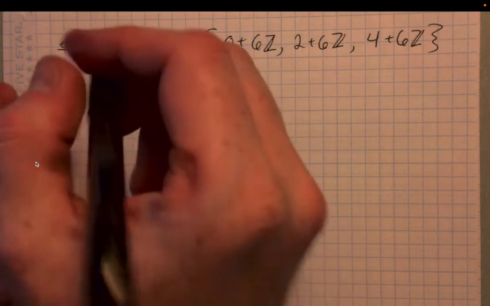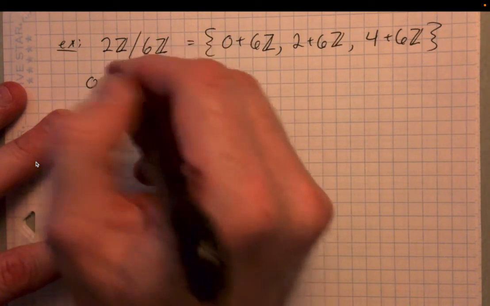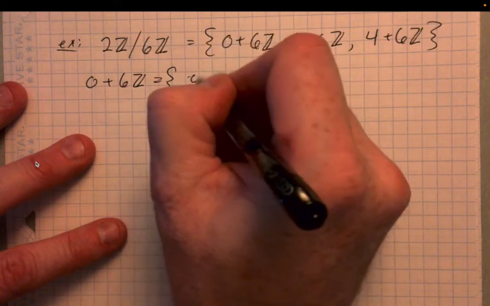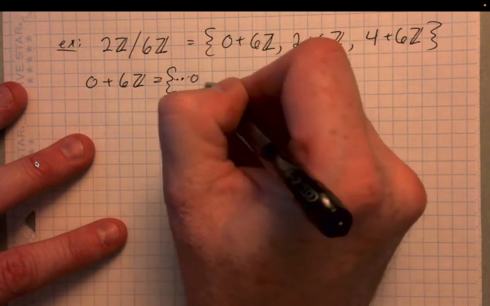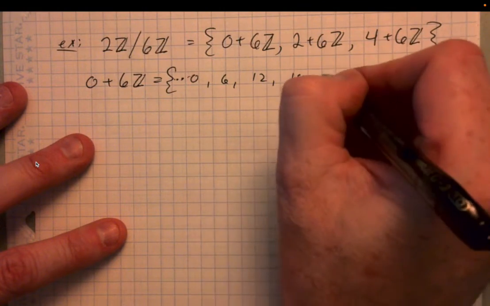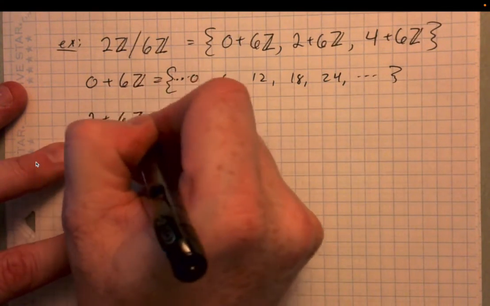These are them. Let's actually write these out, at least the positive side. So 0 plus 6Z, that coset, what are the elements? You've got dot, dot, dot, 0, 6, 12, 18, 24, and so on. 2 plus 6Z.